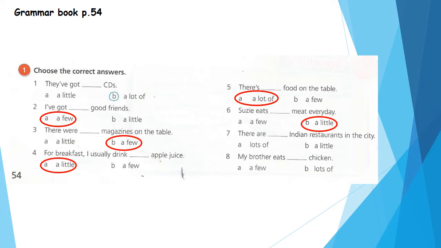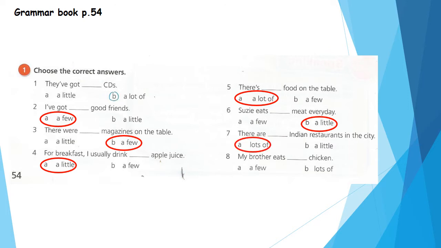Number 7. There are lots of Indian restaurants in the city. Lots of or a little? Yes, we use a little with uncountable nouns. So, restaurants is countable or uncountable? Yes, countable. So we'll use what? Lots of.